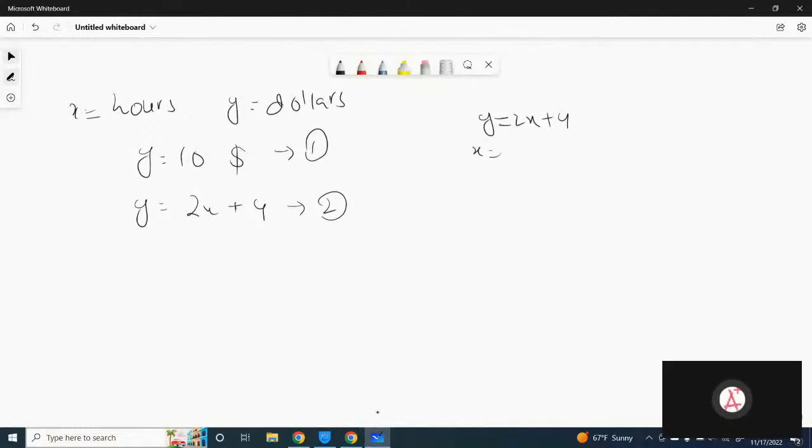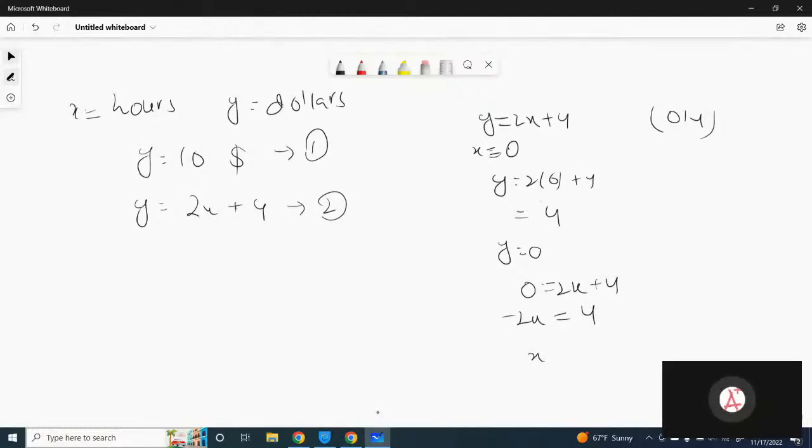Just put x equals 0. It would be y equals 2 times 0 plus 4. 2 times 0 is 0 and 0 plus 4 is 4. So you have a point 0 and 4. Got it? Then put y equals 0 in the equation. It would be 0 equals 2x plus 4. Shift that 2x to the other side, it will be negative 2x equals 4. So x equals negative 2. So you have another point, that is negative 2 and 0. Got it? Let's just plot the points on the graph.